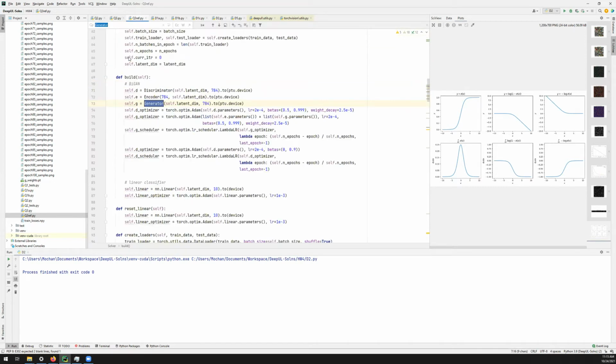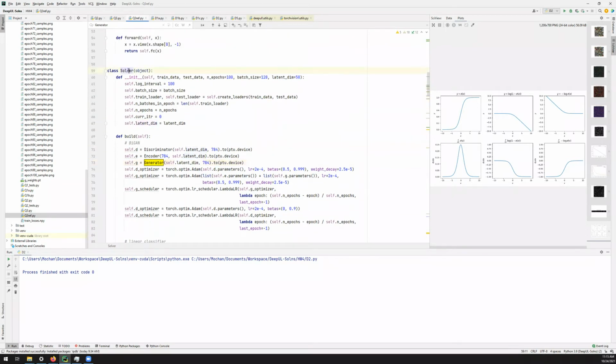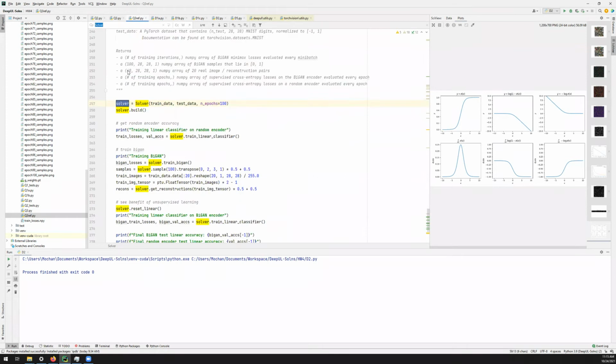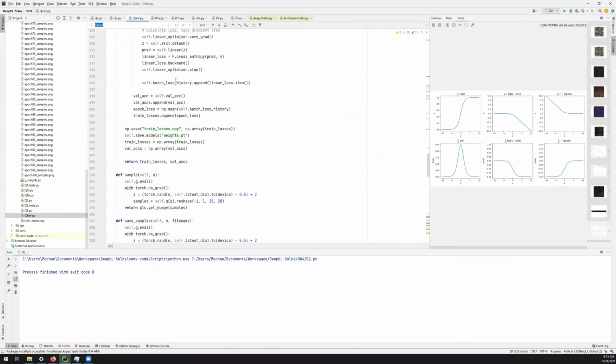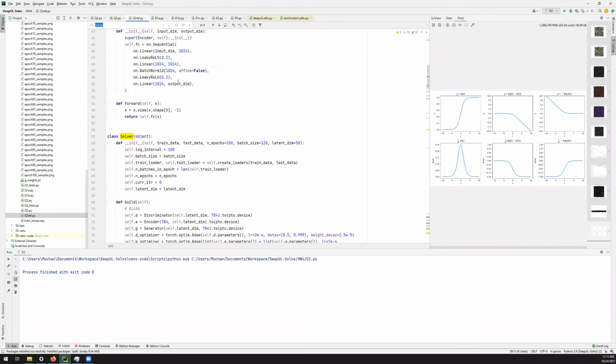There we go, latent dim. And latent dim is latent dim, solvers. Oh, where's latent dim? Sorry, maybe it's a default value. Okay, latent dim is 50. Okay, and then 100 epochs, and then the batch size is 128.